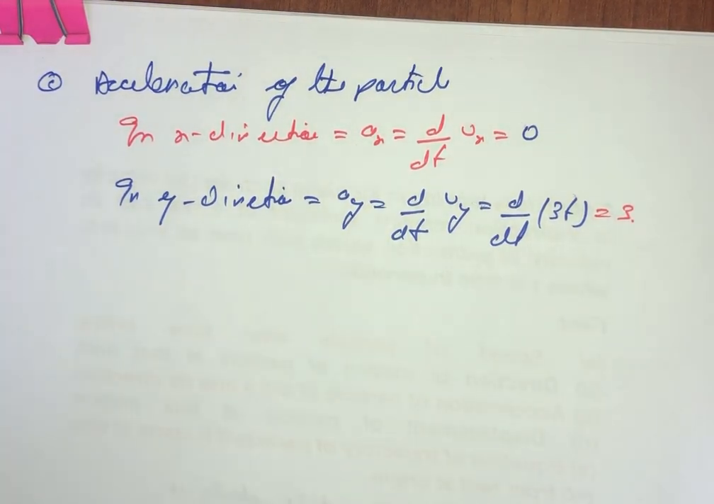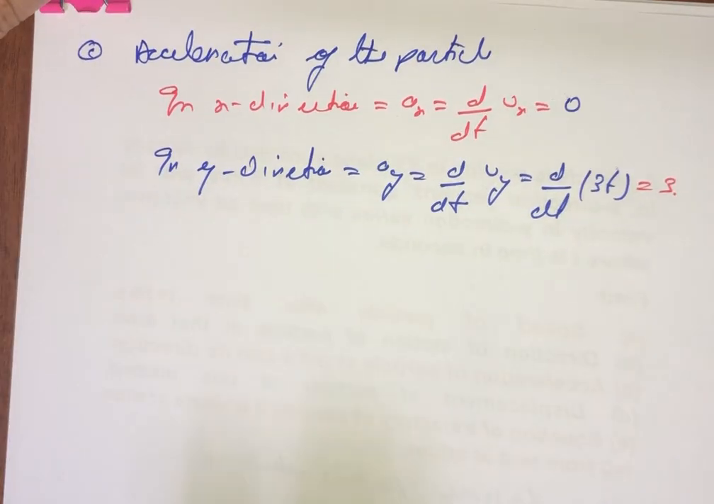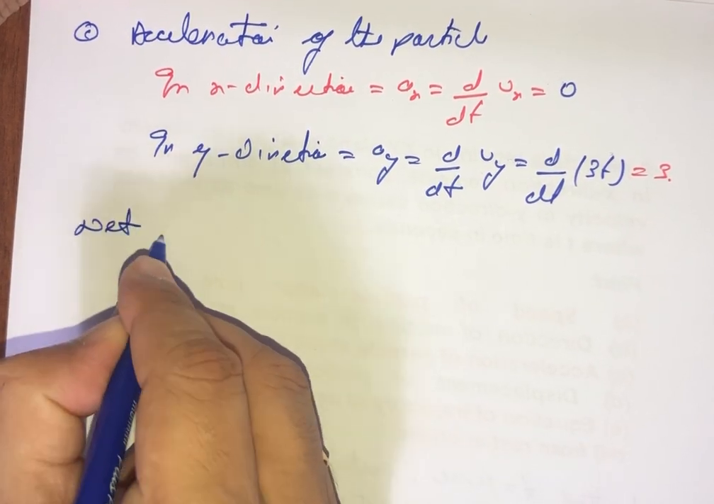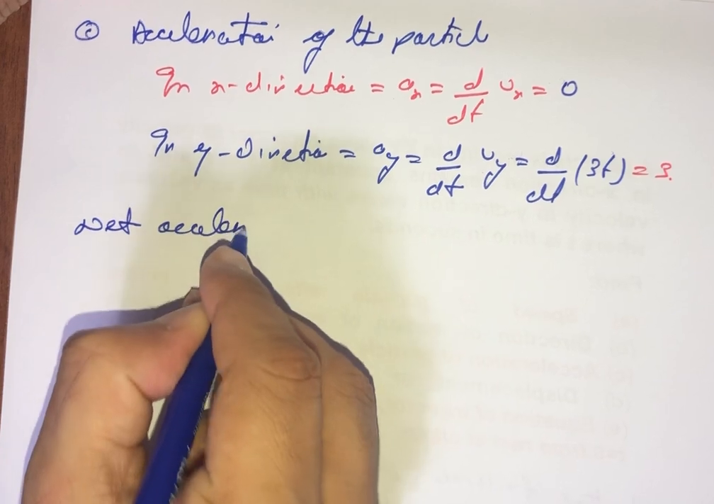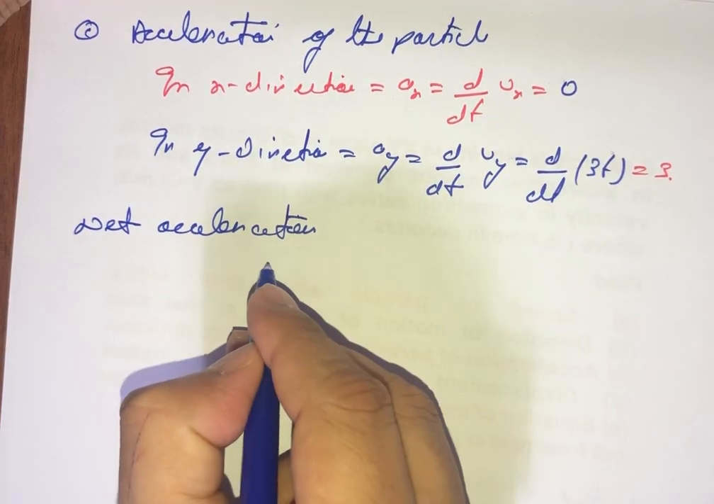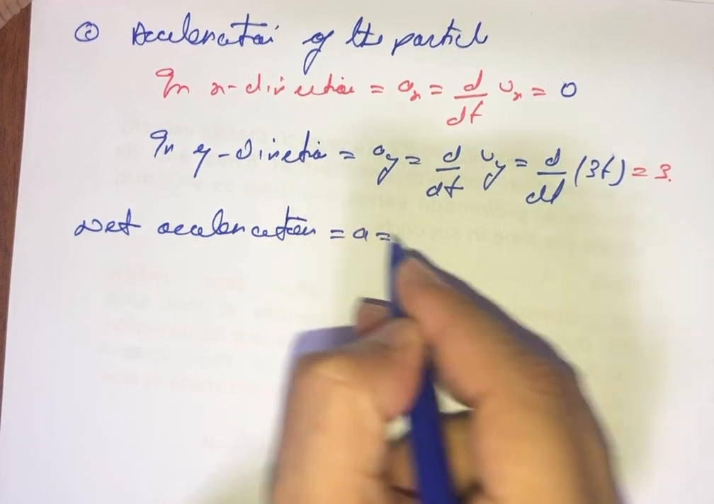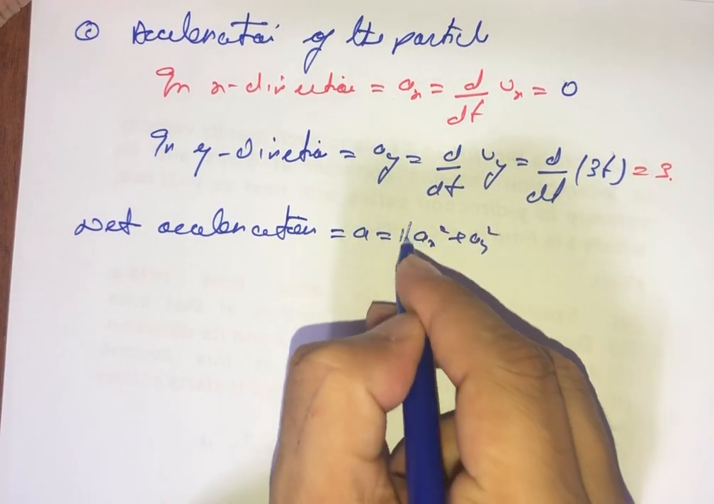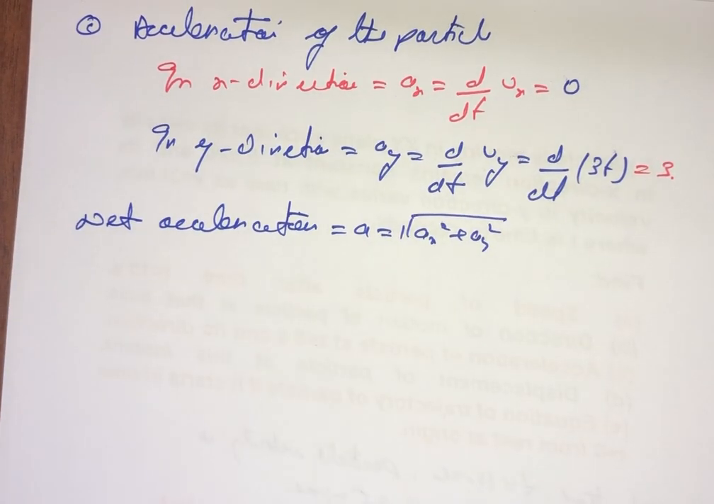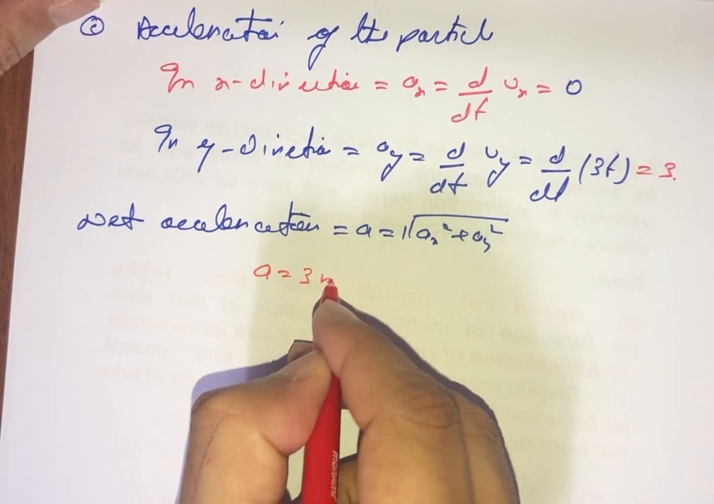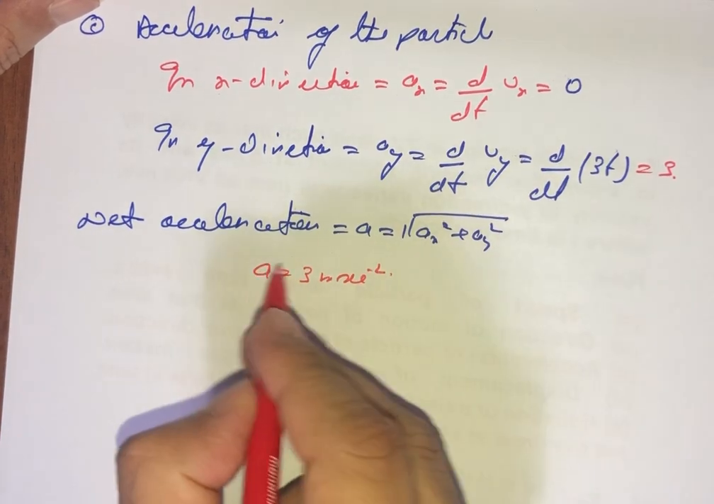Now we can find out its magnitude. So we can say net acceleration A will be equal to square root of ax square plus ay square. ax square is 0, so we can say that net acceleration A will be equal to 3 meter per second square.